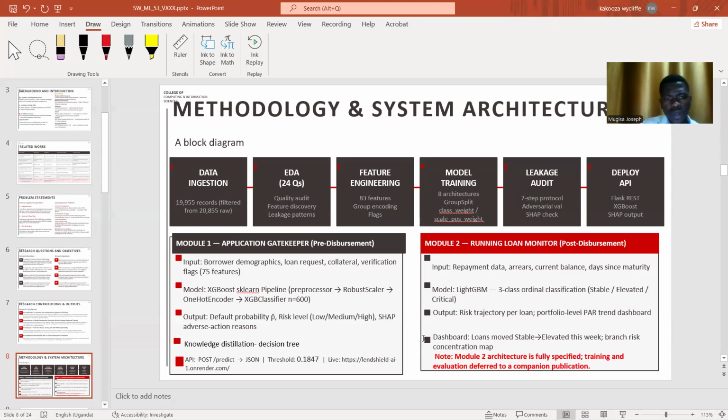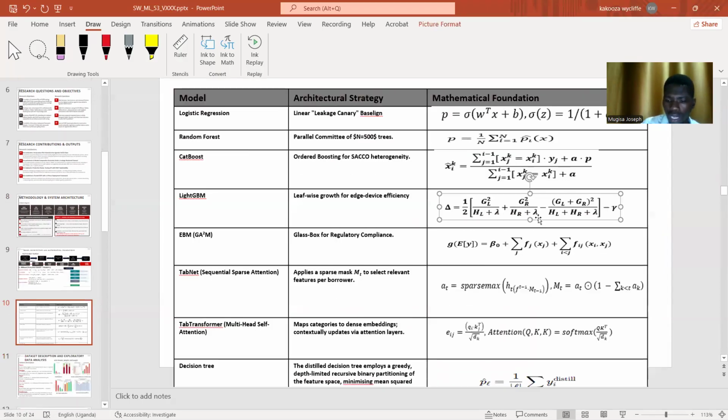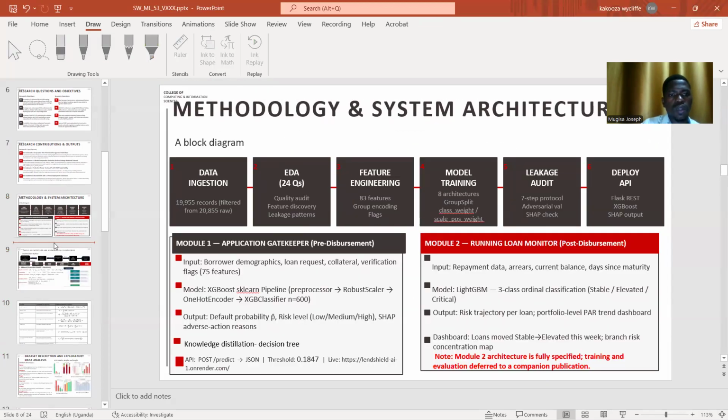So we look at the data ingestion step, then we carry out exploratory data analysis, which gives us insights and decisions that we take to feature engineering. With feature engineering, we come out with datasets that our models are able to learn on and make the best of. Then we carry out leakage auditing to ensure that our models are actually realistic and accurate. Then we go on and carry out model compression for performance purposes, where we distill the knowledge of the heavy model into a simpler model.